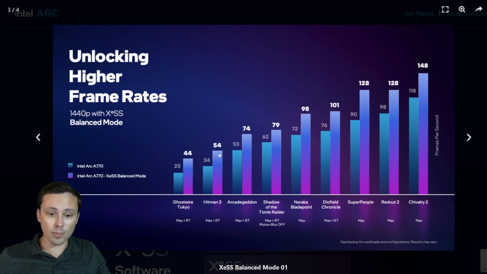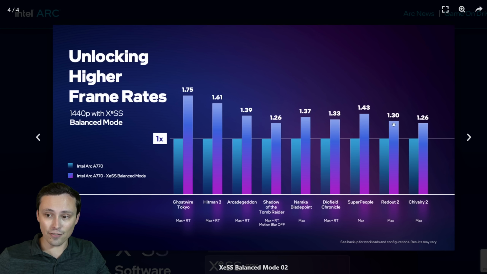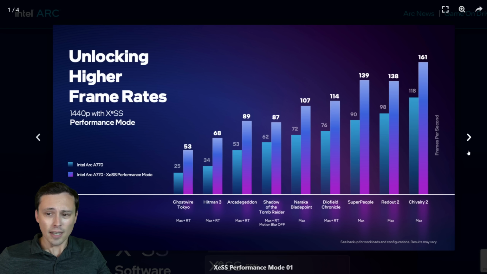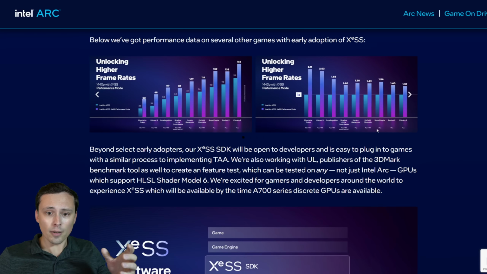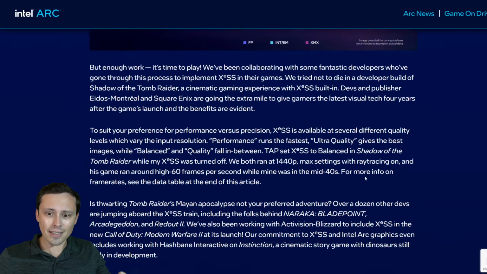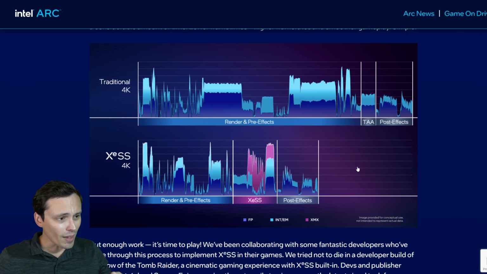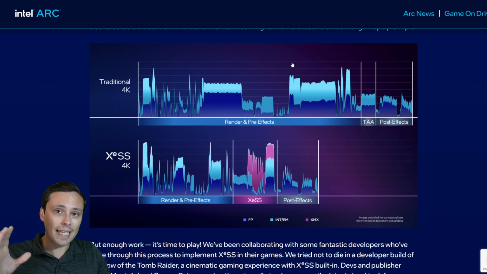And then at the balanced mode, you see less of a performance gain, but still pretty significant, with some games around 26%, but other games like Ghostwire still going up to 75%. By the way, they did say that these games were all running at the completely maxed out graphics settings. So what's going on here? Well, in the actual pipeline of how this process works, what's going on is the way that this gains performance.